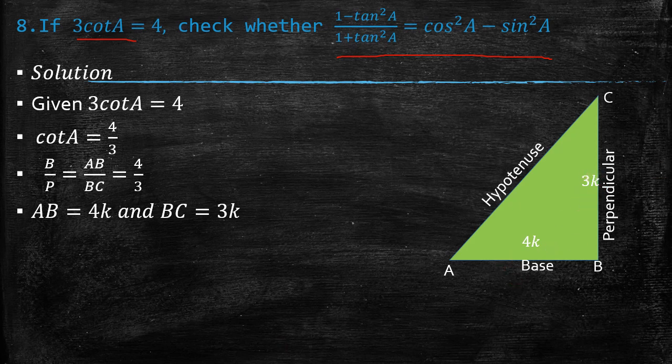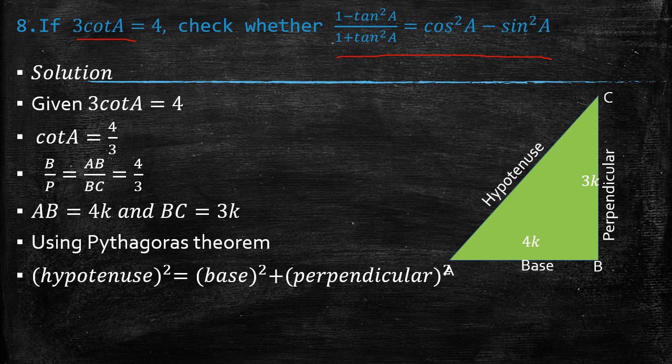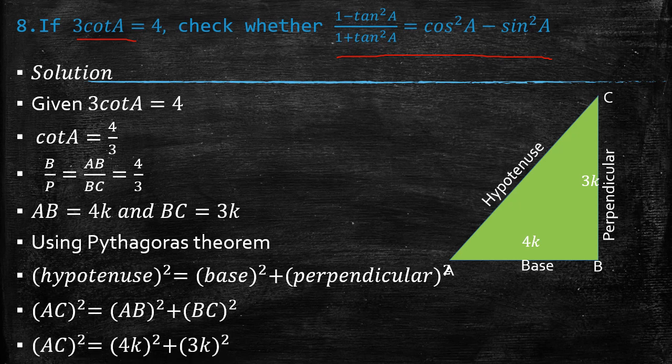As you know, the first step is to find the missing side, that is the hypotenuse. How will we find that? We will find it by using the Pythagoras theorem. Pythagoras theorem is hypotenuse square is equal to base square plus perpendicular square. So hypotenuse AC square is equal to AB square plus BC square. So AC square is equal to 4K whole square plus 3K whole square. Okay, students, all of you have noted down. Now come to the next step.